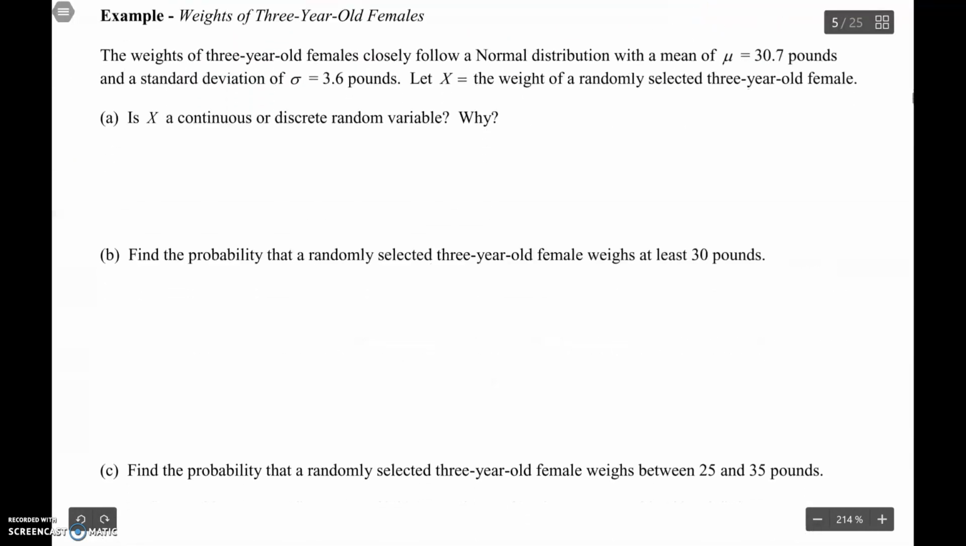More commonly, we work with a normal distribution. Weights of 3-year-old females closely follow a normal curve with a mean of 30.7 and a standard deviation of 3.6. Let x equal the weight of a randomly selected 3-year-old female. The only thing that's new here is that we're calling the weight of a randomly selected female x, a random variable x. Other than that, it's the same thing we've done before. Is x continuous or discrete? Well, we are using a normal distribution, so in this case, x is continuous.